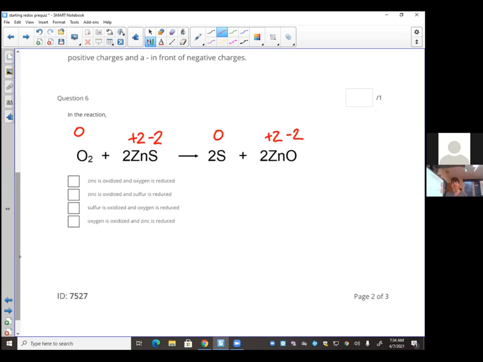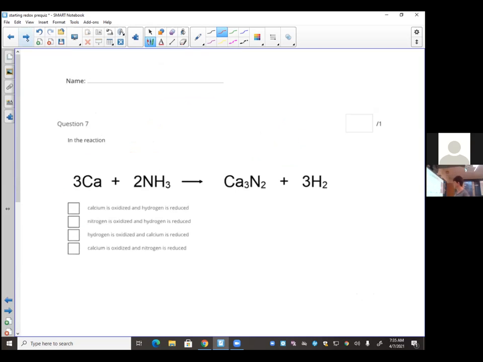Now I want to see who is going up in charge and who is going down in charge, so who is being oxidized and who is being reduced. S is going from a -2 up to 0, so this is my oxidized. Oxygen is going from a 0 down to a -2, so that is my reduced. Zinc has not changed, so I can cross zinc right out. Zinc is the spectator ion. So I want to say that S is oxidized and oxygen is reduced. There it is. All right, let's do another couple of those just for practice.